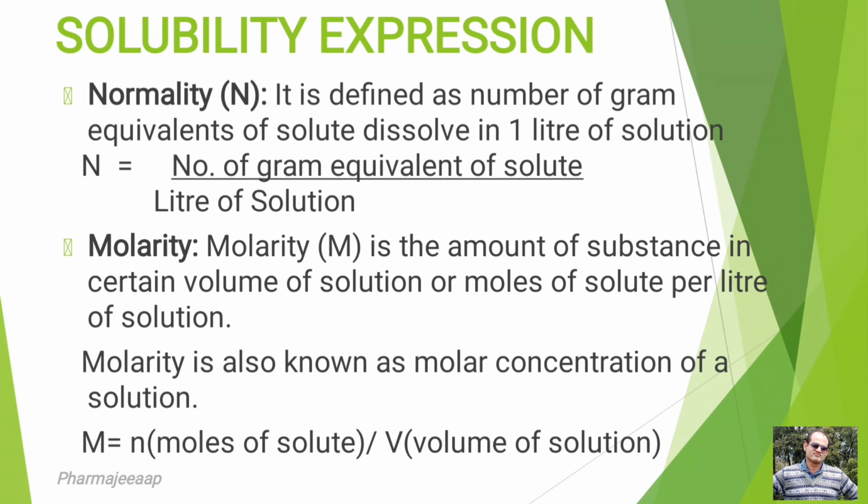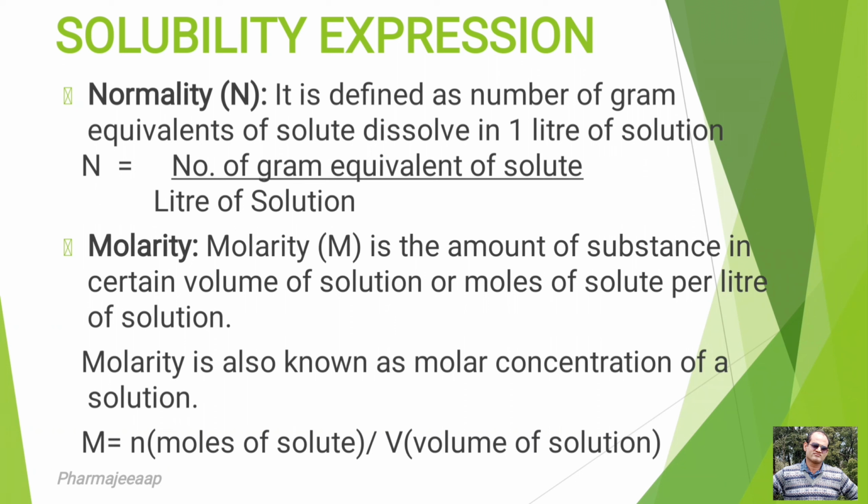So first is normality. Normality is denoted by capital N. It is defined as the number of gram equivalents of solute dissolved in 1 liter of solution. Remember, 1 liter of solution. That means N is equal to the number of gram equivalents of solute per liter of solution.